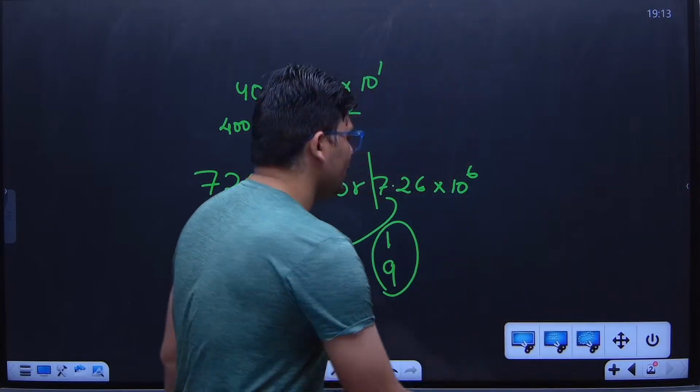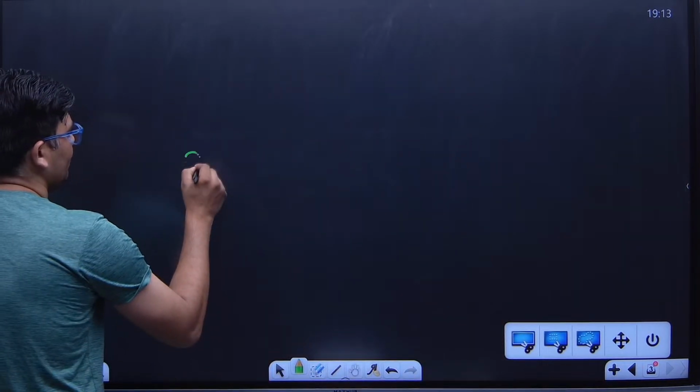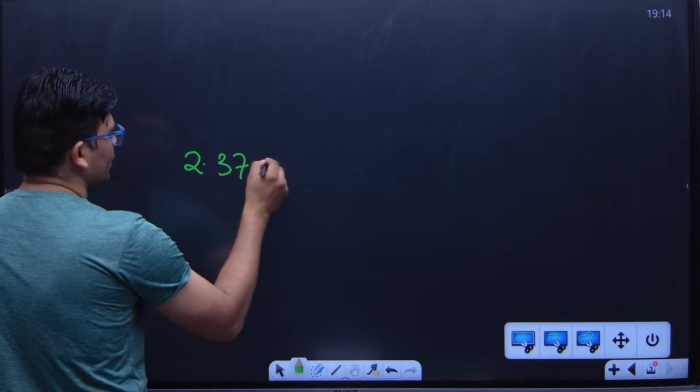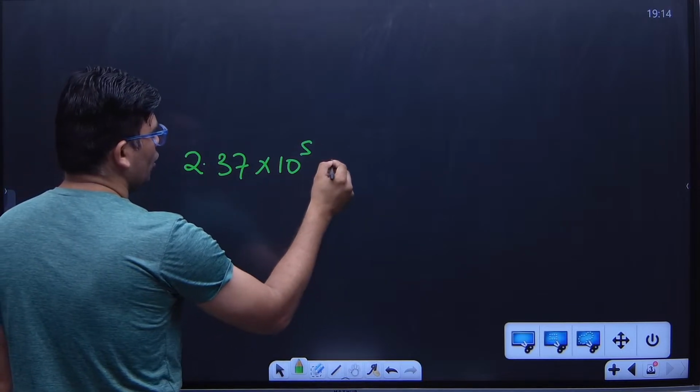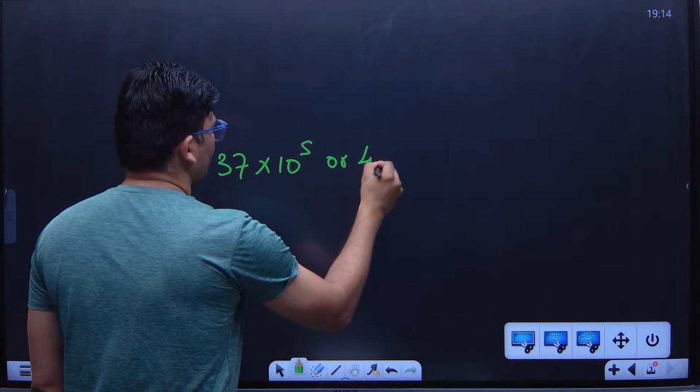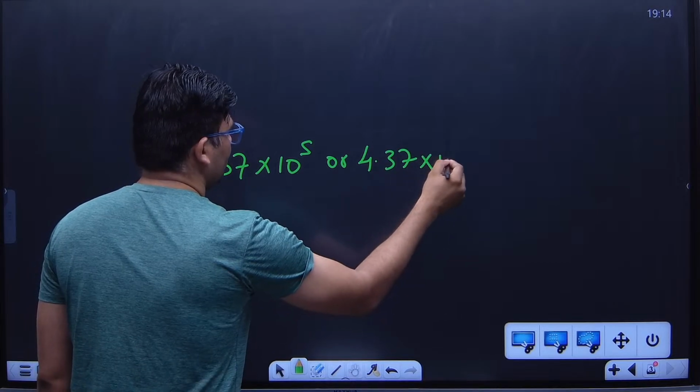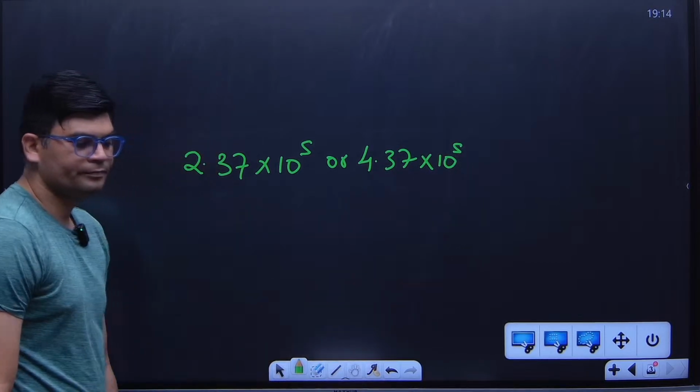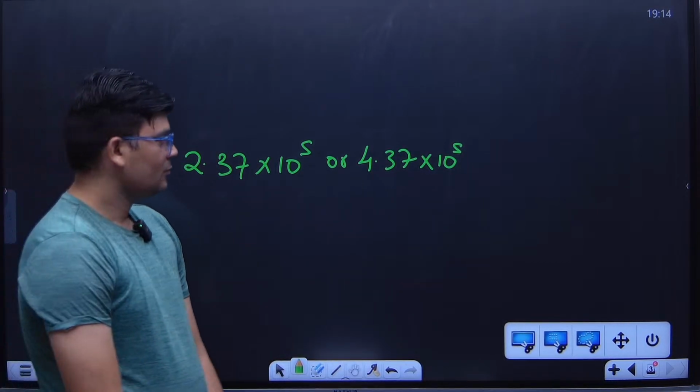For example, if I ask you which is greater, 2.37 into 10 to the power 5 or 4.37 into 10 to the power 5. Which is greater? 4.37. So it's very easy.